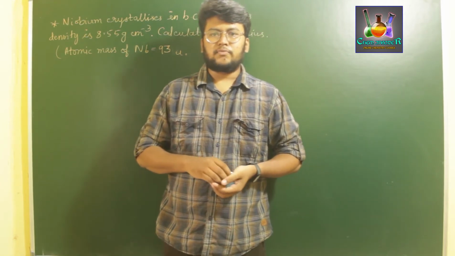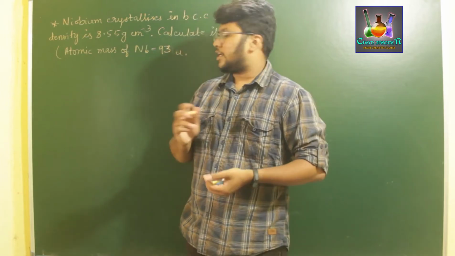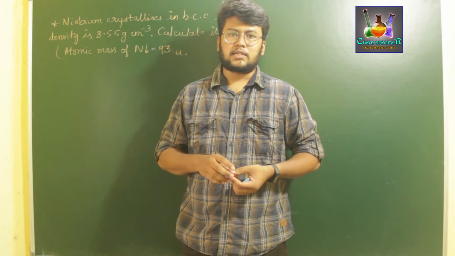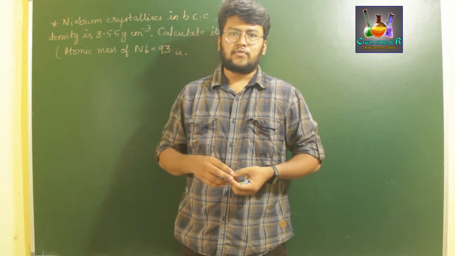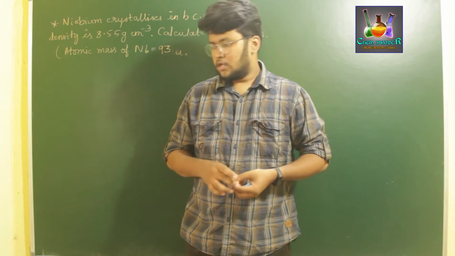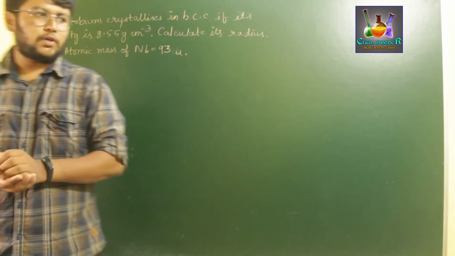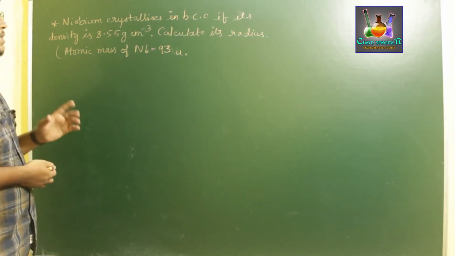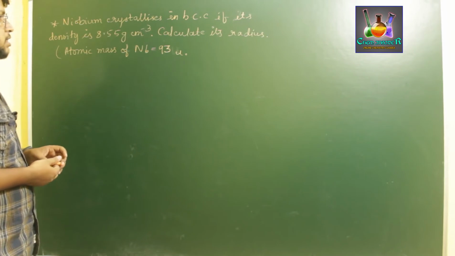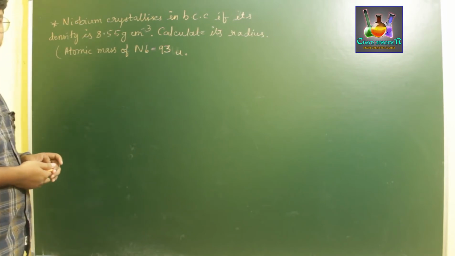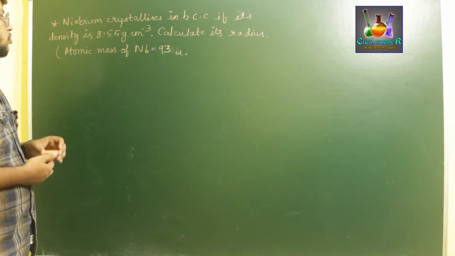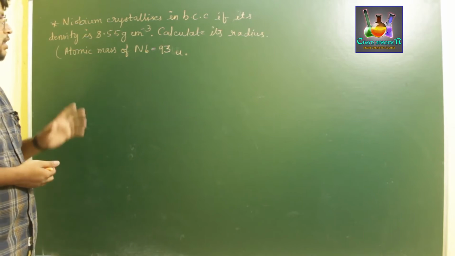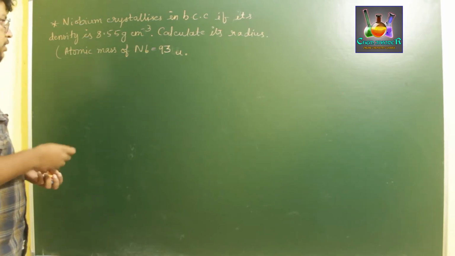So now in this problem we are going to discuss how to determine the radius of a molecule or an atom if its atomic mass and density are given, along with the nature of the solid unit cell being formed. The question says niobium is crystallizing in BCC. If its density is 8.55 grams per cm cube, calculate its radius if the atomic mass of niobium is 93 units.